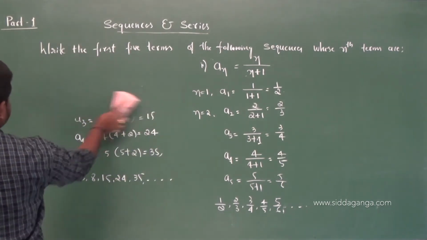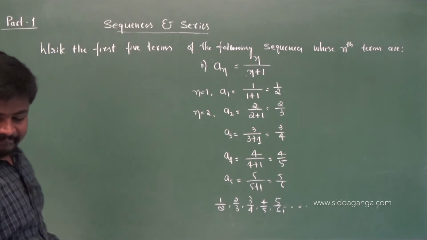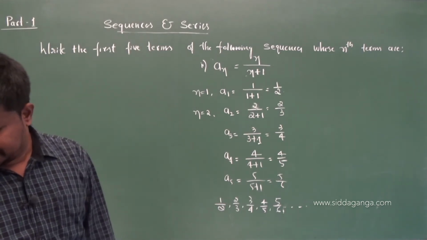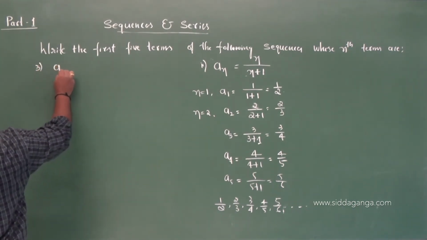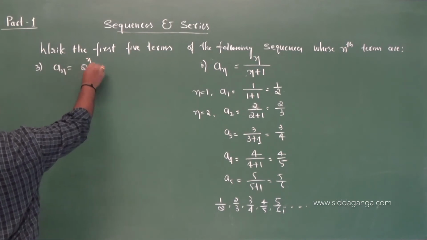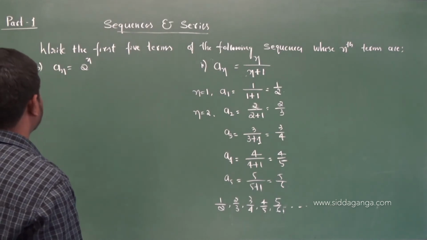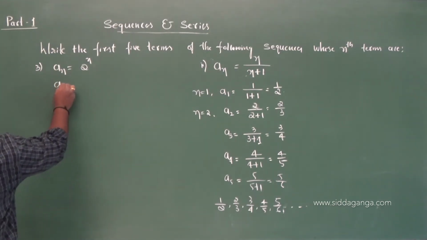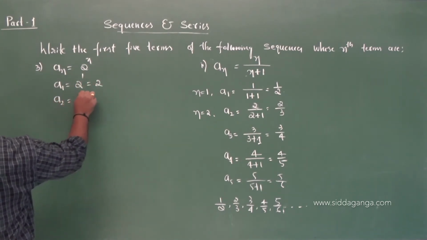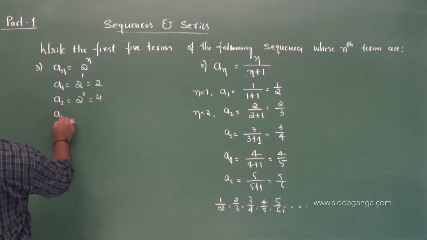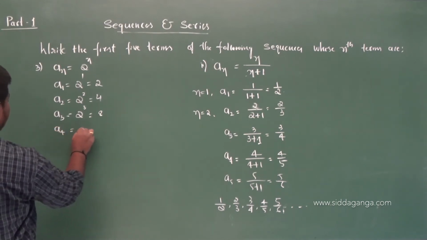In the same way, let me move to the third one. Third one is like this. an is 2 power of n, right? So the nth term is 2 power of n. You need to find the first 5 terms of the sequence whose nth term is 2 power of n. When n is 1, 2 power of 1, that is 2. When n is 2, 2 power of 2, that is 4. When n is 3, 2 power of 3, that is 8. When n is 4, 2 power of 4, that is 16.